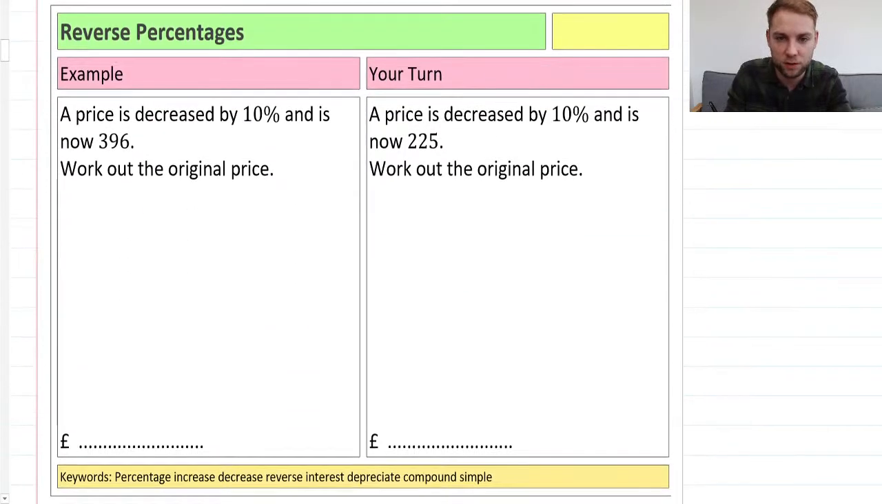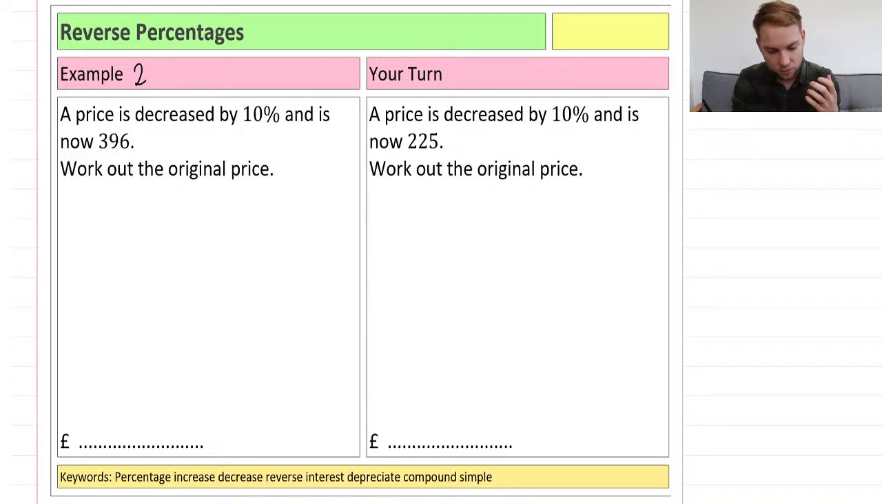So let's have a look at this one now. Now this one here is a little bit trickier. So let's write this down here as example 2. This one says a price is decreased by 10% and is now worth £396. Work out what the original amount is.